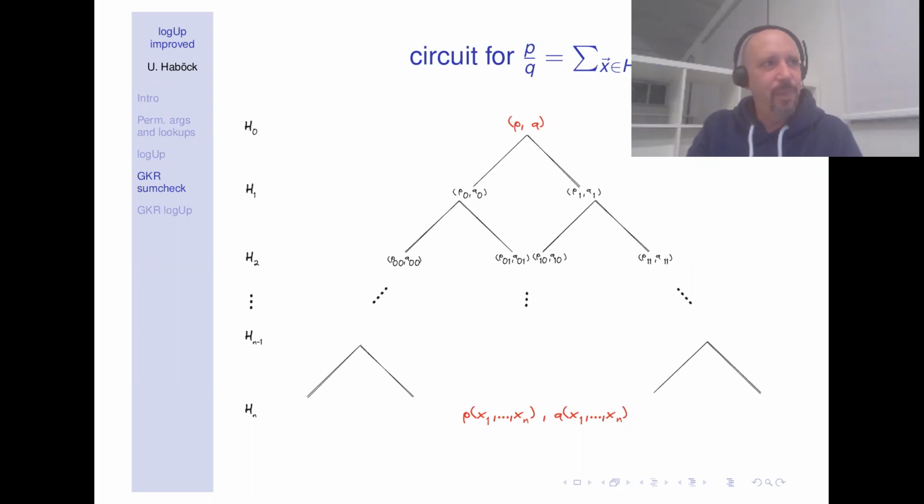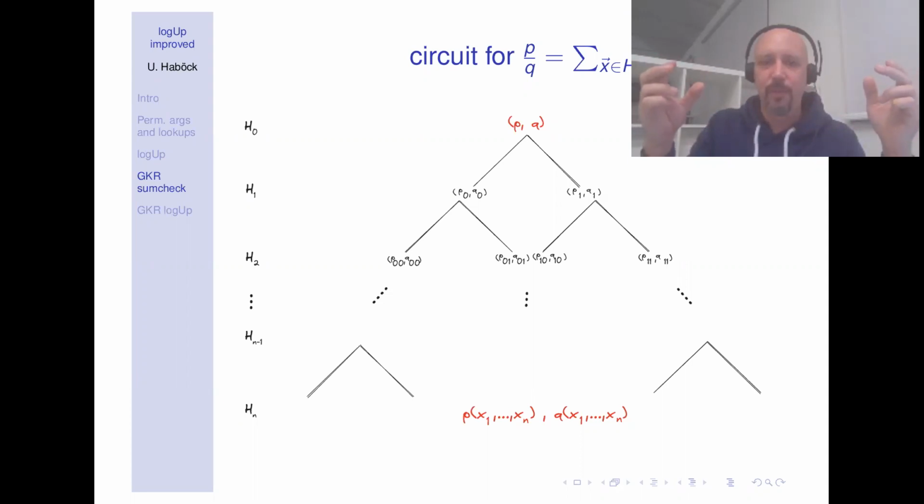So this is the hypercube here. So I've given two multilinear polynomials, so two functions over the n-dimensional hypercube, or the n-dimensional Boolean hypercube. And I want to prove that the sum of their fractions is equal to a claim P over Q. Two numbers that I provide.